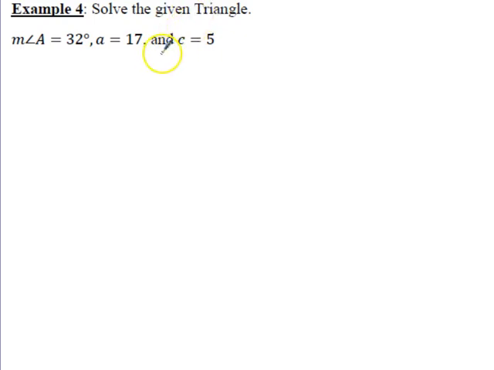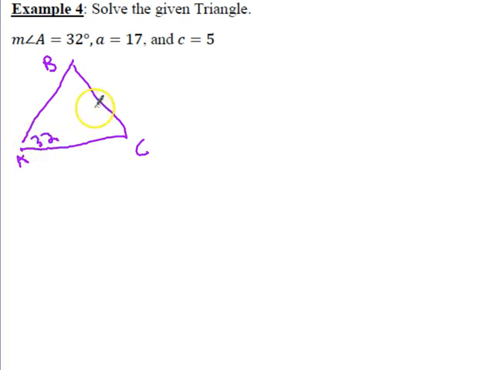So this is another case where we're going to use the law of sines when we're given an angle and two sides. So we start out with triangle ABC. Angle A is 32 degrees, side a is 17, and side c is 5. We want to first figure out what angle C is, and then angle B, and then lastly what side b is.